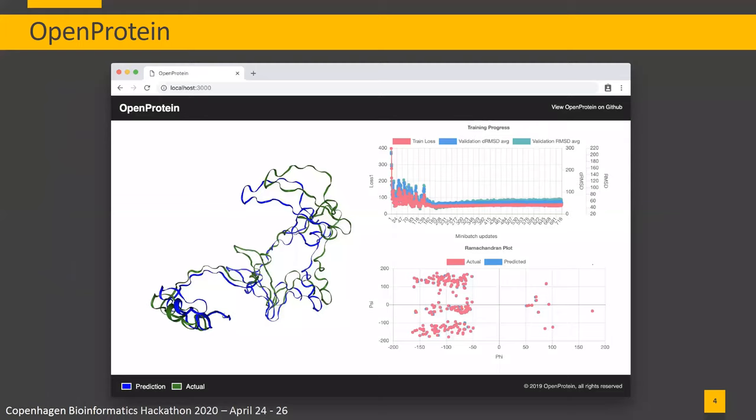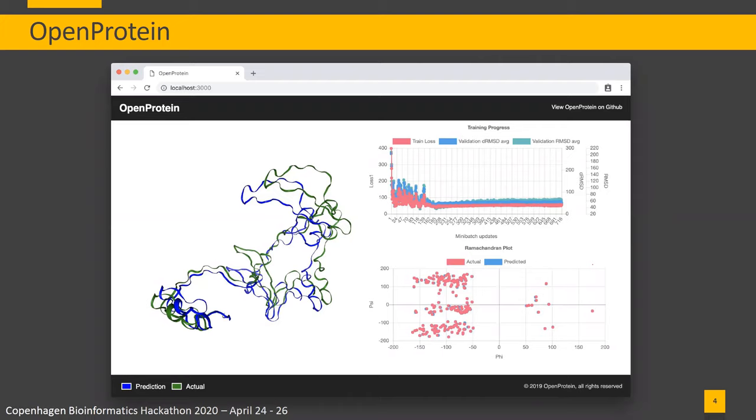As your model trains on the predefined dataset, it will actually visualize the predictions of your neural network. So here on the left, you can see a prediction. The green one is the actual one, and the blue one is the predicted structure from the network. On the right, it will show the performance of your network as you train.